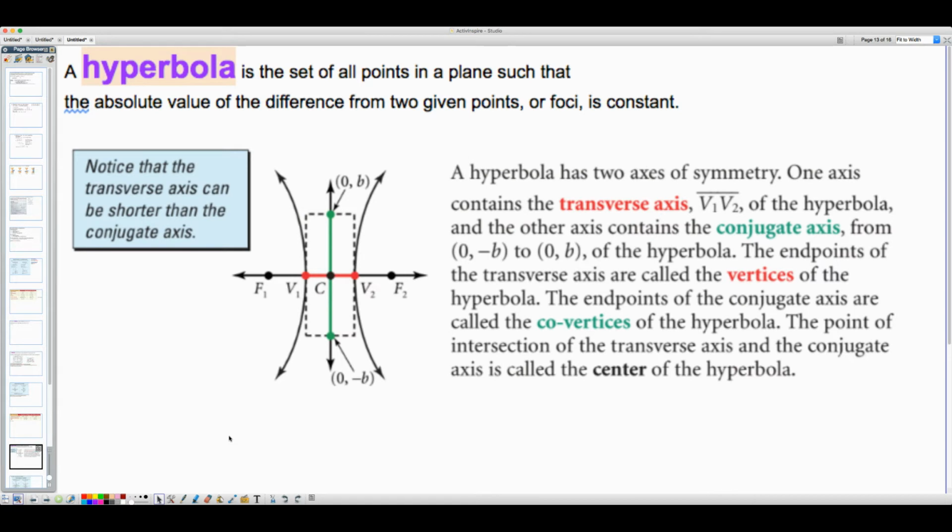A hyperbola is a set of points in a plane such that the absolute value of the difference of the two given points or foci is constant. Well, it's kind of like a parabola, only in a parabola we had it from this point to this point. From this line here to this point here is going to be the constant. Here we have, notice the transverse axis is this distance between the two, the way that they're opening. And the conjugate axis is the one that is perpendicular to the transverse axis.